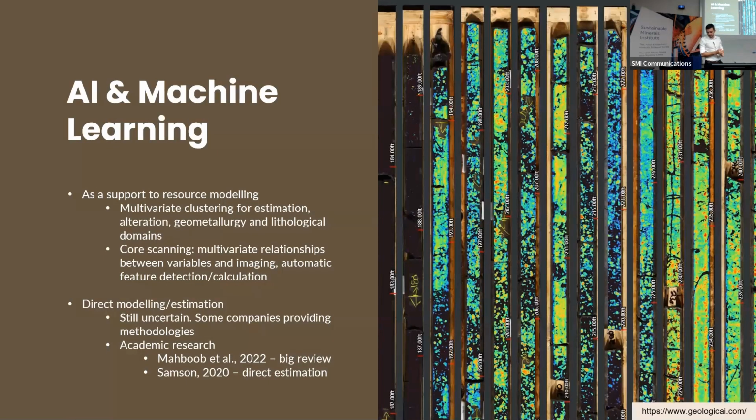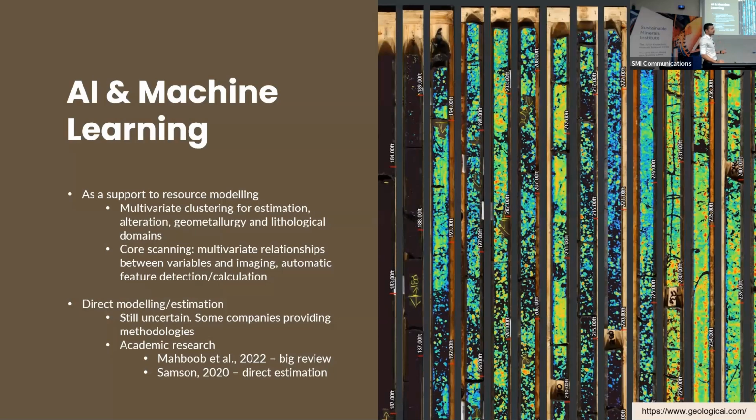Cool, another one, the buzzword: AI and machine learning. To be very transparent, I'm not a specialist in machine learning and AI, but I'm some kind of an enthusiast, and I can do some damage here and there. But right now, what I can see is that AI can work in two ways for resource modeling itself. One is as a support for the resource modeling, right? It can help us do some multivariate clustering of different assay values and any kind of information that you have, to understand your geometallurgical domains and your lithological domains.